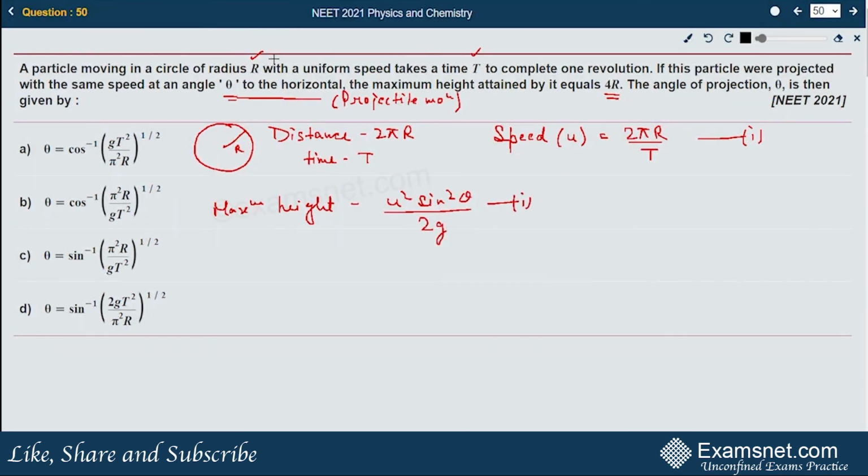Now we can put the value of equation 1 in equation 2. Okay, u is equal to 2 pi R by T. So what will be u square? U square will become 4 pi square R square by T square and into sine square theta by 2g. Okay, so 2 into 2 is 4 and it will be equal to 2 pi square R square sine square theta by T square g, right? Now according to the question, this maximum height is equal to 4R. R is the radius, okay? So it is equal to 4R.